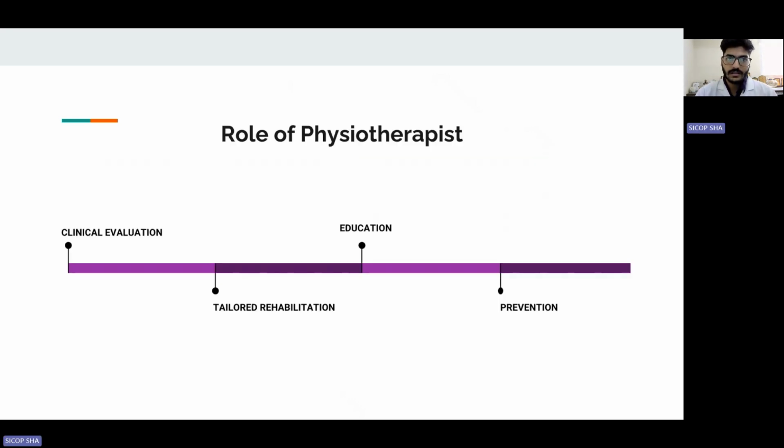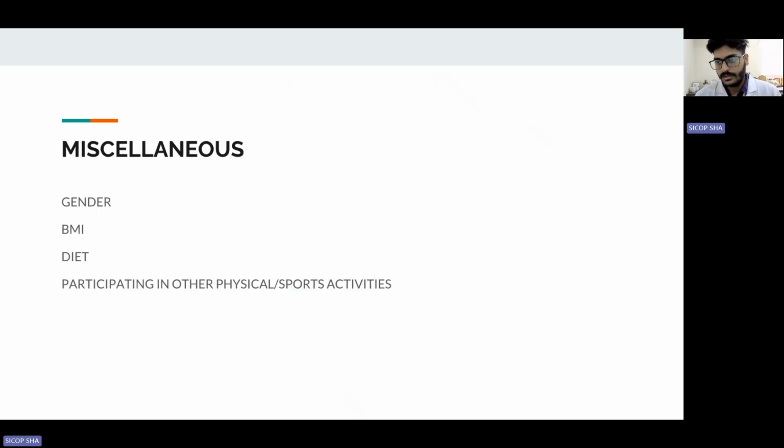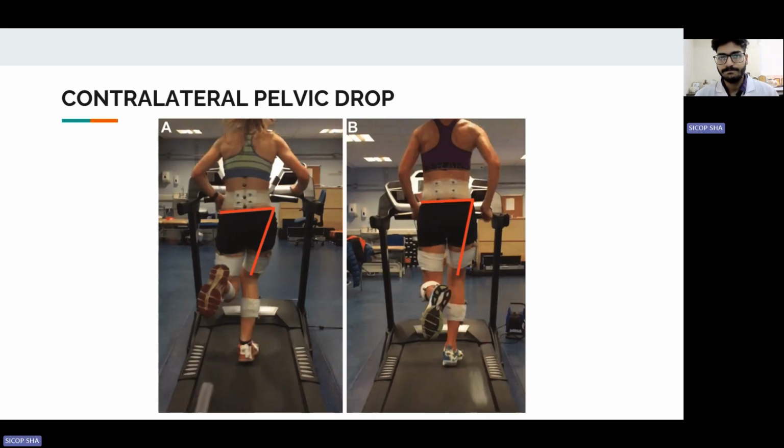Next, where do we as physiotherapists come into play? So physiotherapists can do a clinical evaluation. How do they do it? As you can see in this picture, they do a kinematic analysis in 2 dimensions or 3 dimensions. So what they do is they put sensors at different joints, as you can see in the picture, and then they take a recording of the athlete running on the treadmill, one in the anterior view, lateral view, and the posterior view. And then they'll do an analysis.